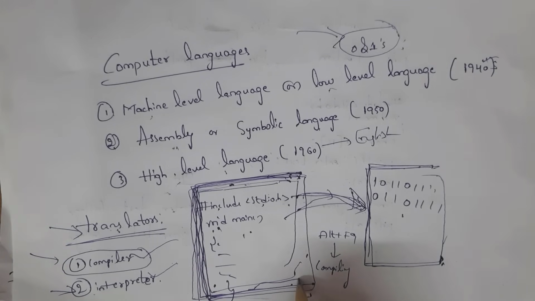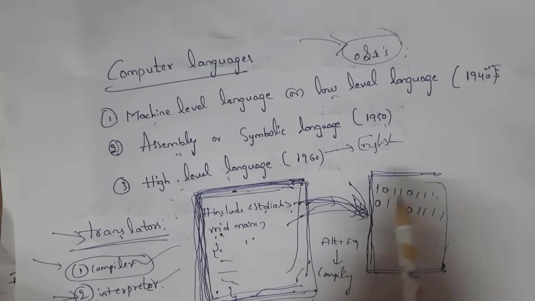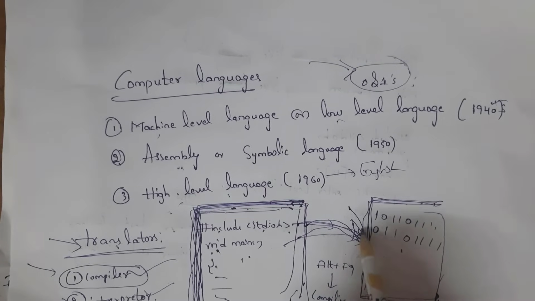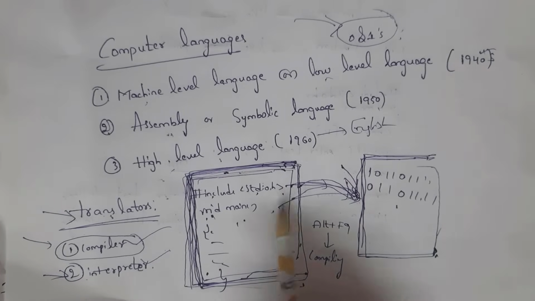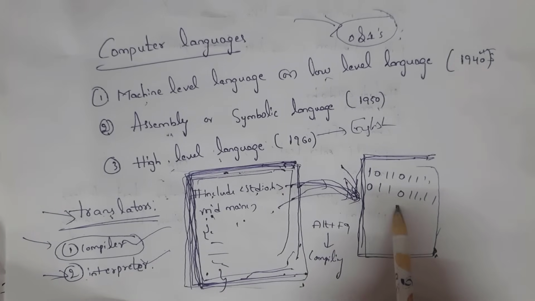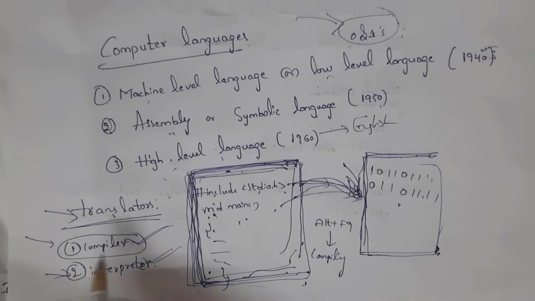In order to convert this high level language into machine understandable language, that is into low level language, we need a translator. The name itself says translator. That means it will translate high level language into low level language. There are two types of translators. One is compiler and the next one is interpreter. In C we use a compiler.